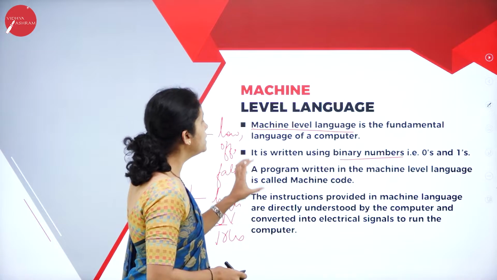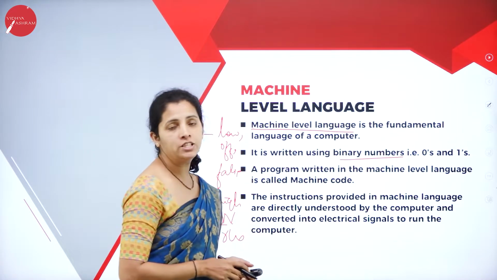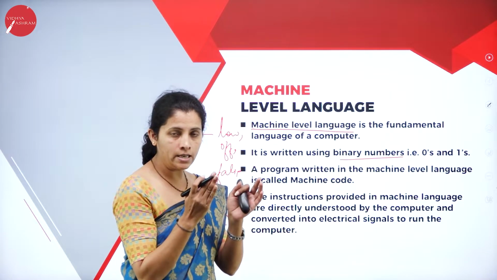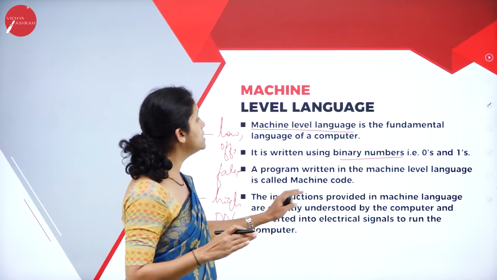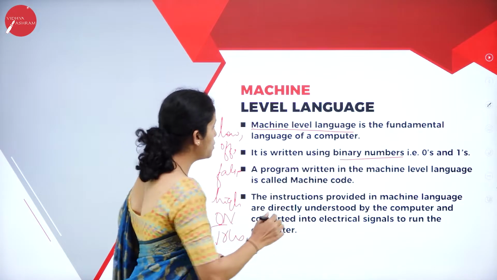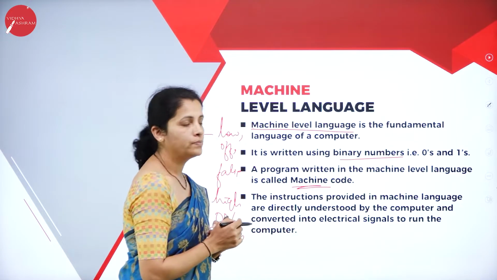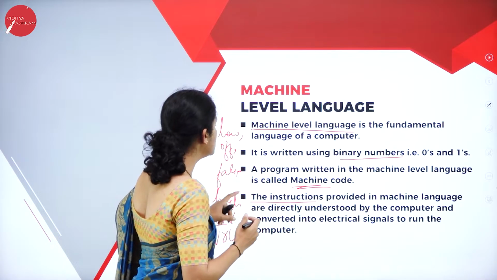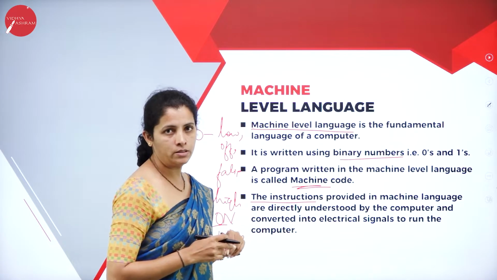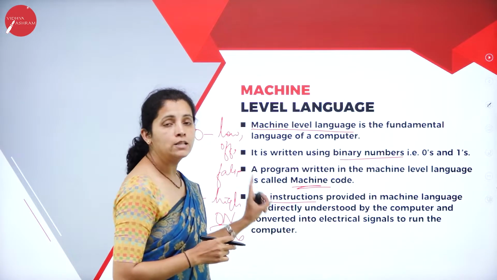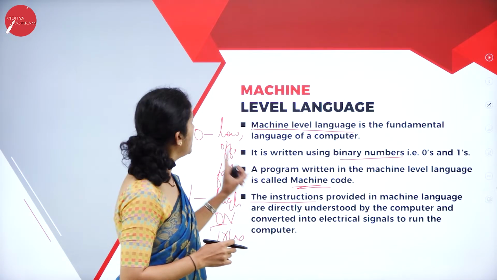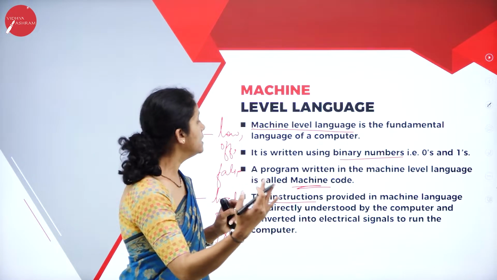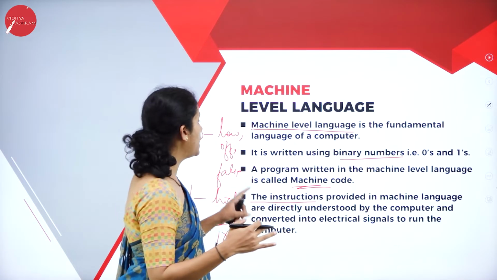Now a program written in the machine level language is called machine code. Whatever program we write using machine level language is called machine code. The instructions provided in machine language are directly understood by the computer, because the computer understands only machine code.